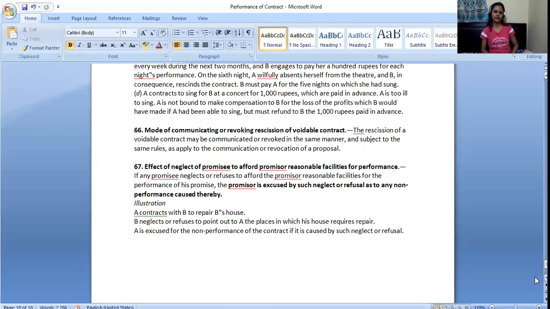Effect of neglect of promisee to afford promisor reasonable facility to perform. So in case I went to you, I wanted to perform my contract, but you did not allow, then I'm not responsible for non-performance. I approached you also, and you did not give me an opportunity. Later on, you cannot file a case against me saying that I did not perform my part of the contract. Why? Because I made an attempt to perform. So whatever section we did before, that I made an attempt, that only would be applicable.